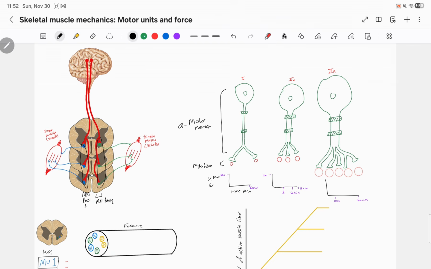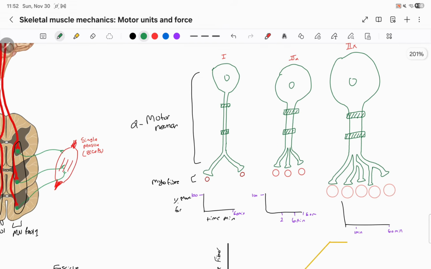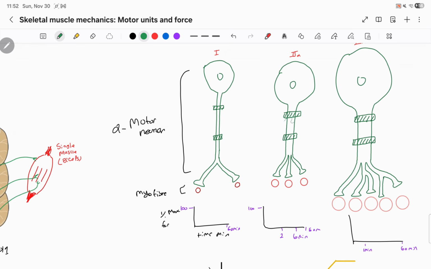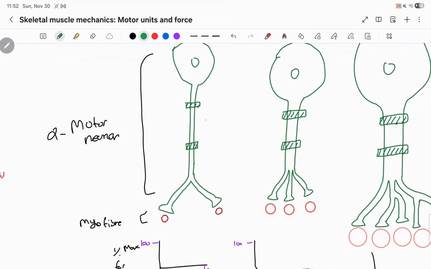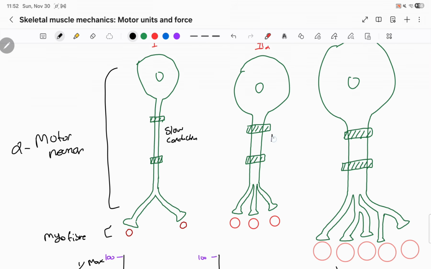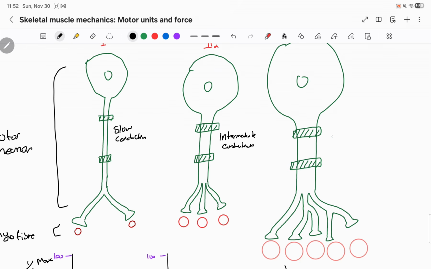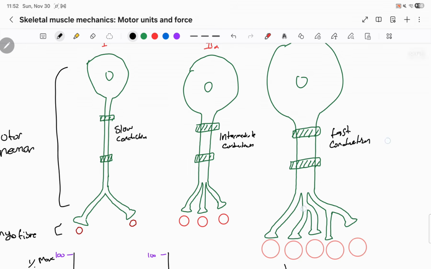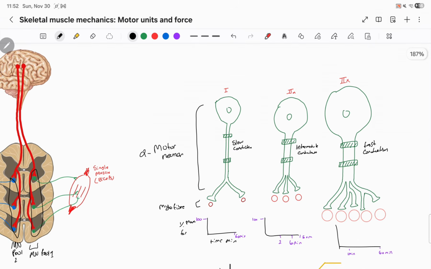Some other things that you should remember from neurology is that the axon's diameter is proportional to its conduction velocity. So this axon has a small diameter, so it must have a slow conduction velocity, okay? This axon, okay, it's in the middle of the two, so we're going to say intermediate conduction. This axon is the biggest, so it has the fastest conduction. Okay? All right.